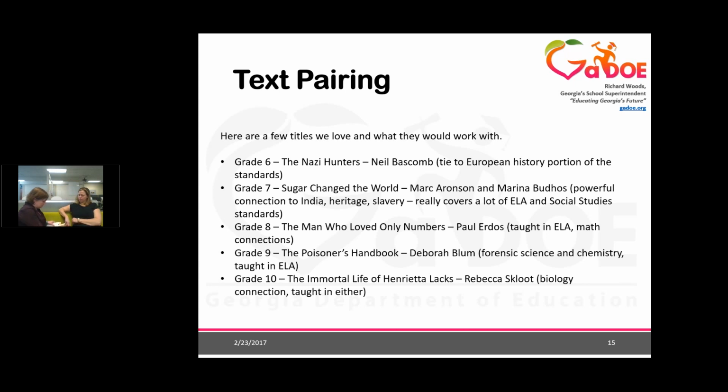We also brought, for grade 9, The Poisoner's Handbook, which I think made me really want to be in the classroom, you guys, because this one is all about forensic science, and they get to do CSI-type projects that go along with it. So there's a nice connection to chemistry, but there's also that cool factor that kids really get into because there's a lot of mystery.